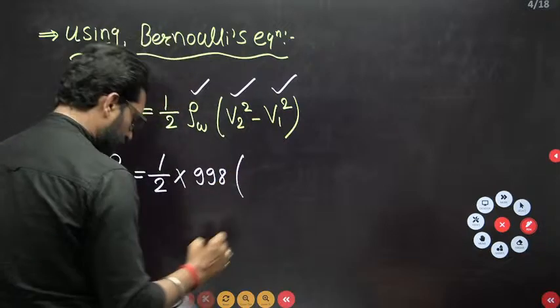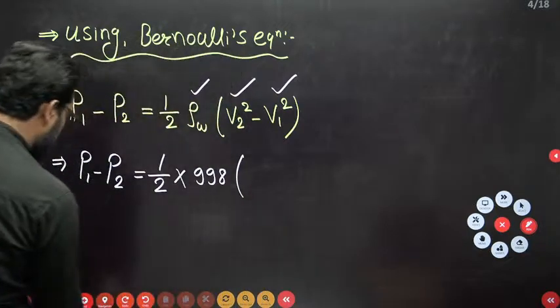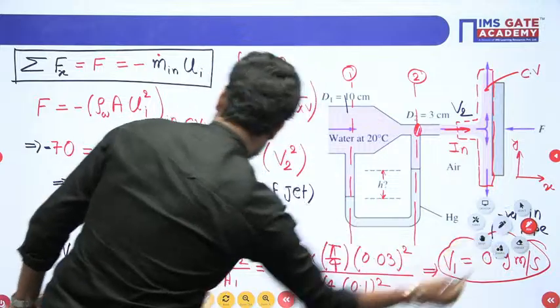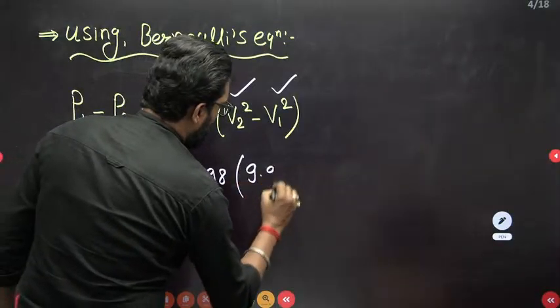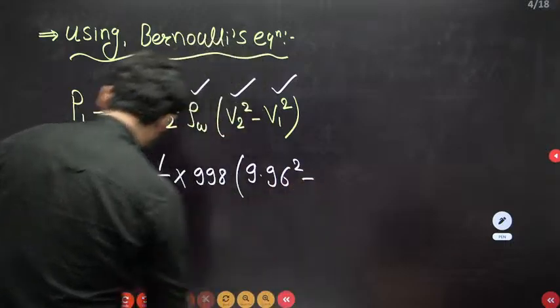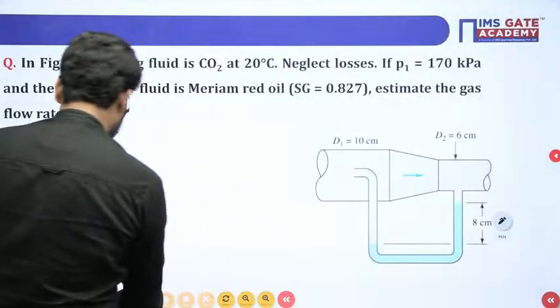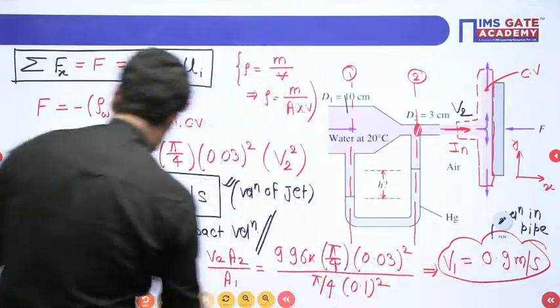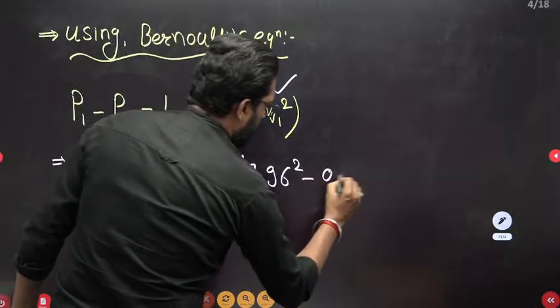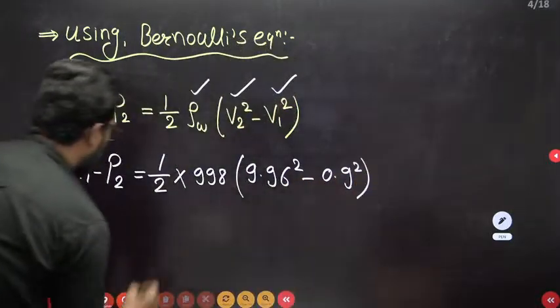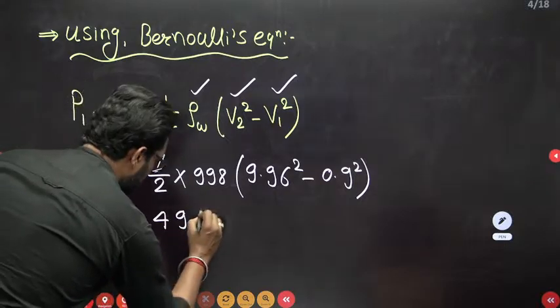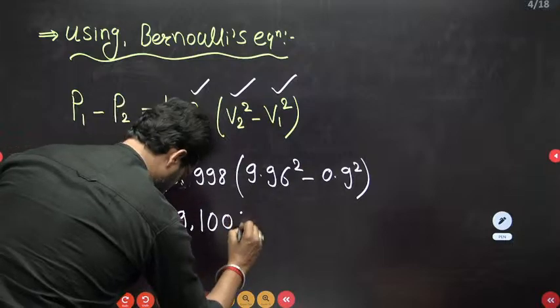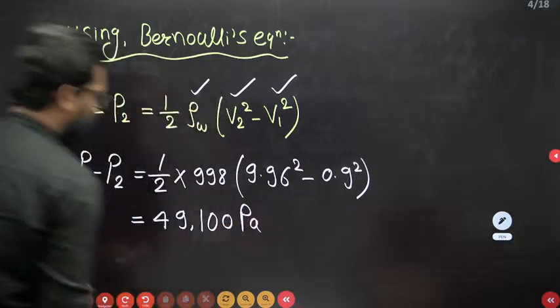Velocity, how much it is given? V2 is how much, beta? V2, it is your 9.96. 9.96 whole square. V1 is how much? V1, it is your 0.9. 0.9 square. So from here you can easily find the pressure difference, that is your 49,100 Pascal. This is your pressure difference.